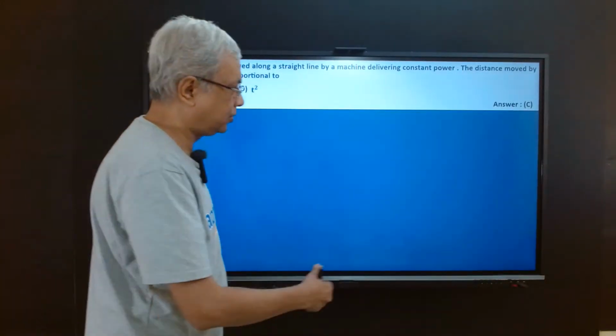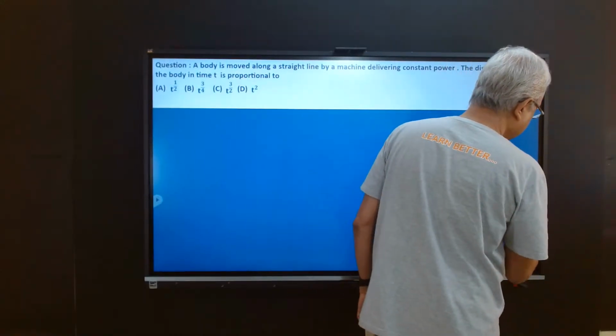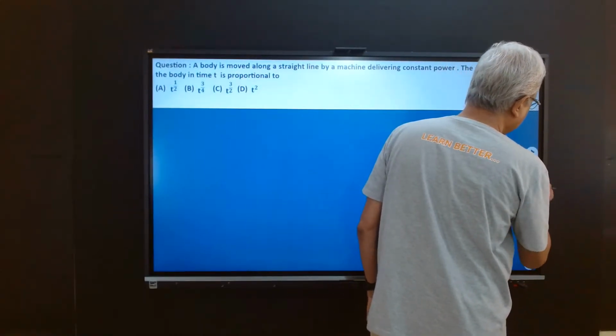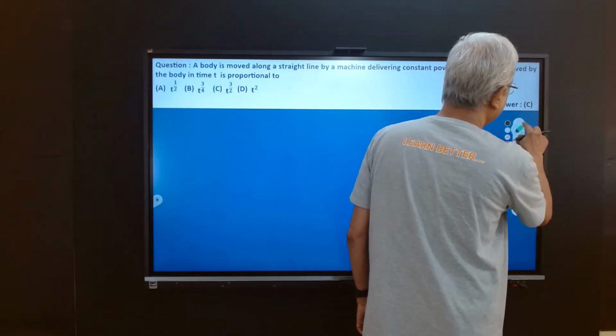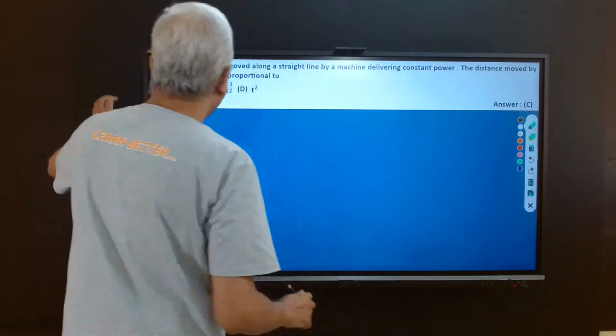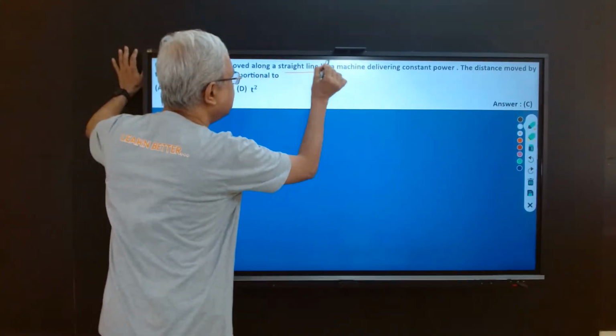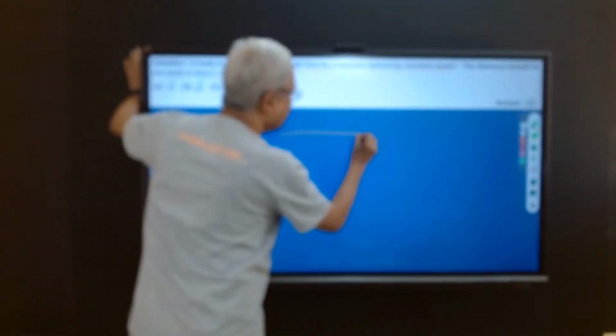Another problem on same chapter, work and energy. Let us see what is that. A body is moved along a straight line by a machine delivering constant power. The distance moved by the body in time t is proportional to which of the four options? A, B, C.